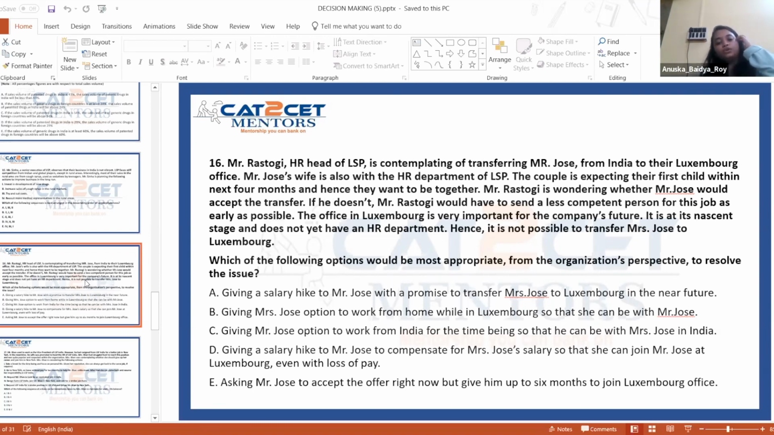So now we come to the question. Which of the following options would be the most appropriate from the organization's perspective to resolve the issue? ठीक है, तो ऑर्गेनाइजेशन को क्या करना चाहिए कि इशू रिजॉल्व हो जाए. इशू क्या है कि ये दोनों साथ में रहना चाहते हैं, लेकिन we cannot send the wife because there is no HR department there, but we have to send the husband because the office needs him. Okay, how do we? And they want to stay together. They are also expecting a child, so we have to be sensitive towards that.